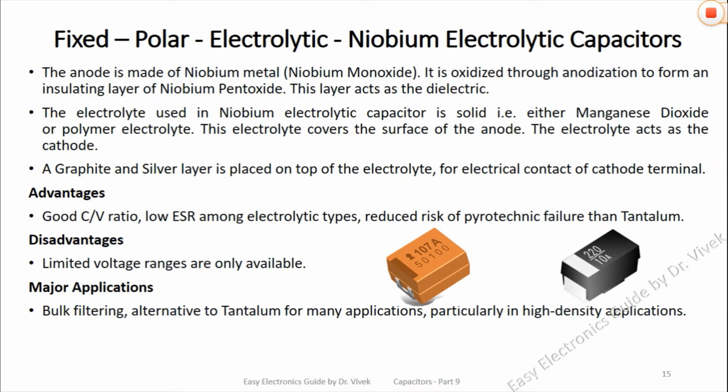In niobium electrolytic capacitors, the anode is made of niobium metal. It is oxidized through anodization to form an insulating layer of niobium pentoxide. This layer acts as the dielectric. The electrolyte used in niobium electrolytic capacitor is solid. The electrolyte acts as the cathode. A graphite and silver layer is placed on the top of the electrolyte for electrical contact of cathode terminal. The advantages, disadvantages, and major applications of niobium electrolytic capacitors are given here.